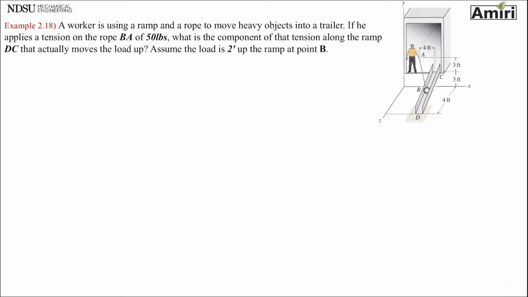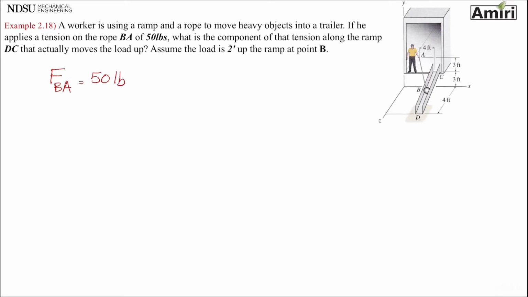A chute and a winch and a person pulling a weight up a chute. A worker is using a ramp and a rope to move heavy objects into a trailer. If he applies a tension on the rope BA of 50 pounds, so FBA is 50 pounds, what is the component of that tension along the ramp DC?